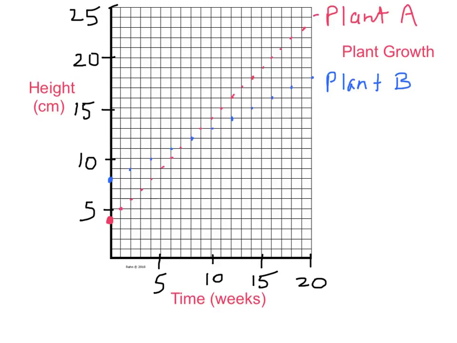Okay, so plant A had an initial height of 4 centimeters. So if I was going to write the equation for the growth of plant A, it would be, oops, let me get the right color here.